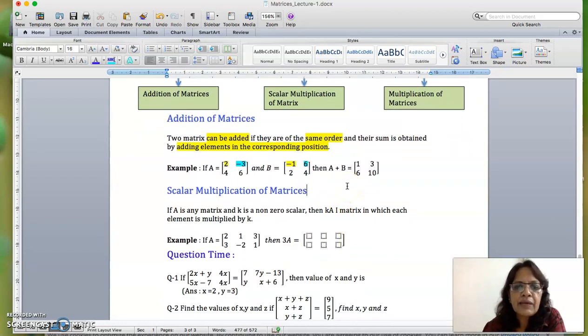Now the next topic that I am coming to is scalar multiplication. Scalar का मतलब होता है कोई भी नॉन जीरो क्वांटिटी.